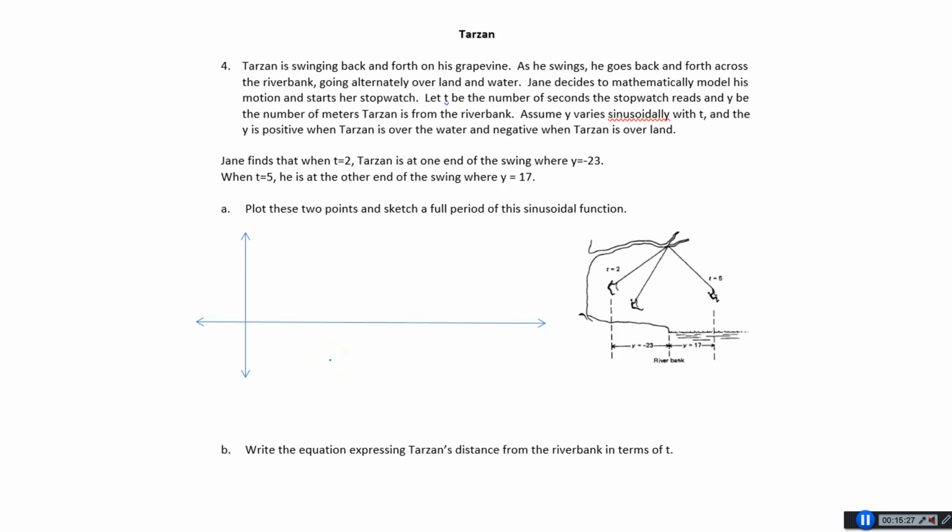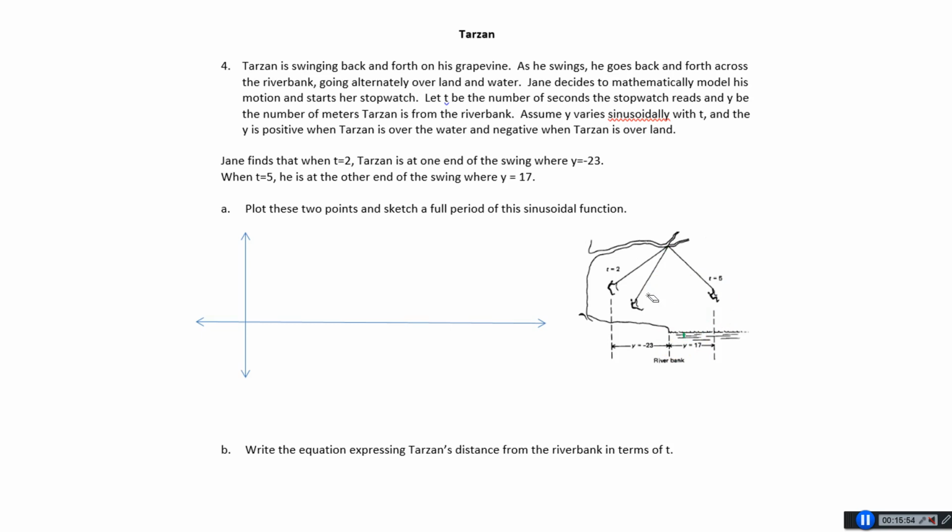There we go. Okay, so Tarzan is swinging back and forth on his grapevine. As he swings, he goes back and forth across the riverbank, going alternatively over land and over water. So notice that his branch is kind of a little bit over the land. So he swings further back over the land, looks like 23 feet to the left, and then he only swings 17 feet over the water, because technically I guess maybe the riverbank should go a little further, but doesn't matter.